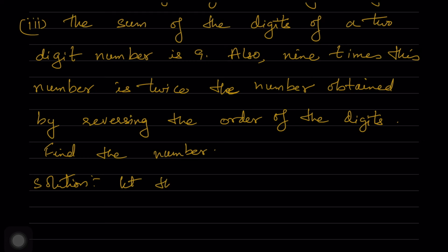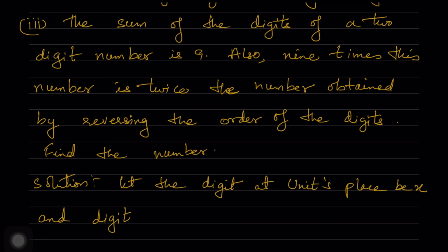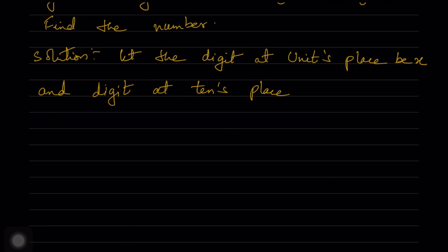Next, the sum of the digits of a 2-digit number is 9. Also, 9 times the number is twice the number obtained by reversing the order of the digits. Find the number. So let the digit at the units place be x and the digit at the tens place be y. So then the number is 10y + x.